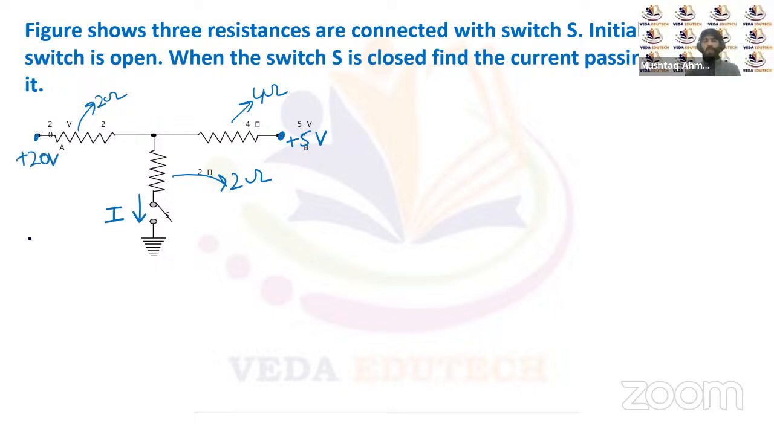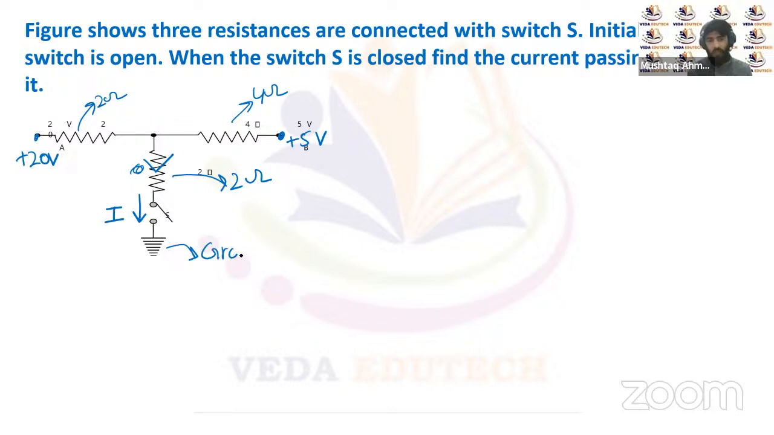Now, to find the current through this switch S, the current has to be calculated through this 2 ohm resistor. Whatever current flows through this 2 ohm resistor will be the same as the current flowing through switch S. If we calculate the current through this 2 ohm resistor, we'll be able to calculate the current through switch S. And we know that here it's grounded.